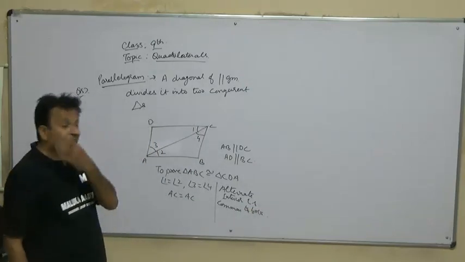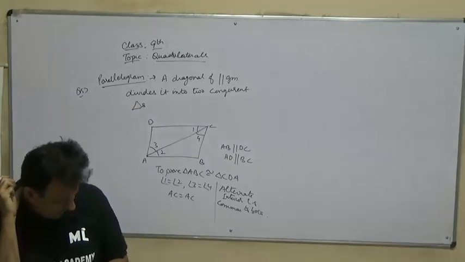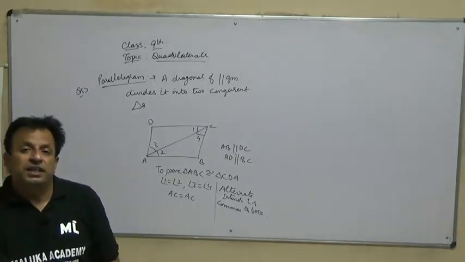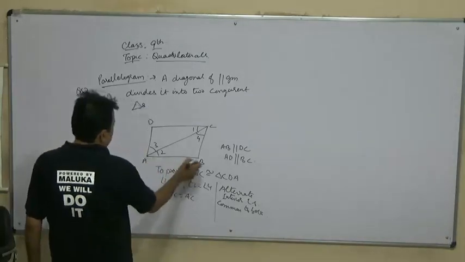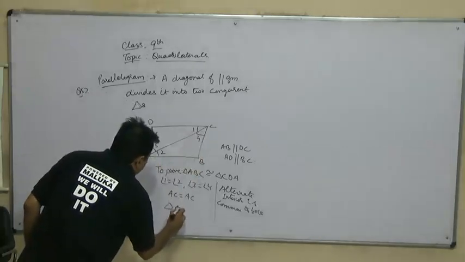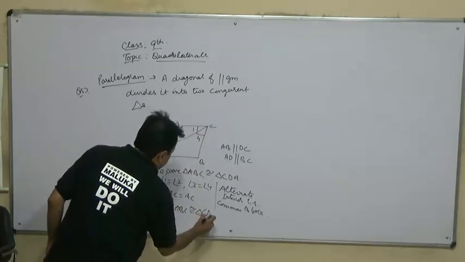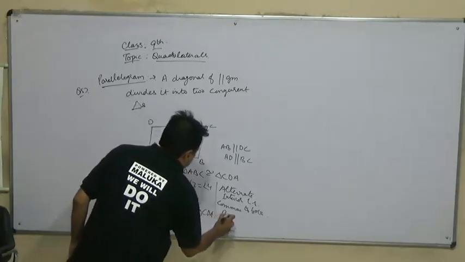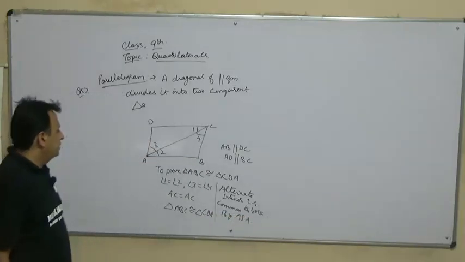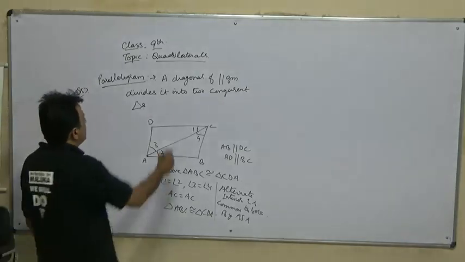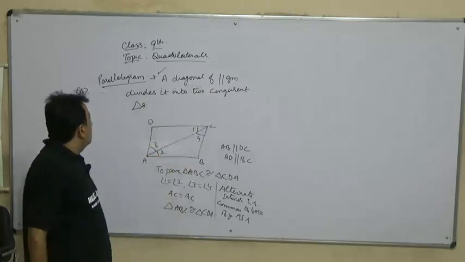Now we have got two angles of one triangle and one side of one triangle equal to the two angles and one side of the other triangle. So triangle ABC is congruent to triangle CDA by ASA, two angles and one side. So this proves our property, that a diagonal of a parallelogram divides it into two congruent triangles.